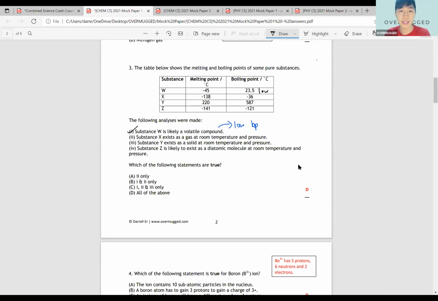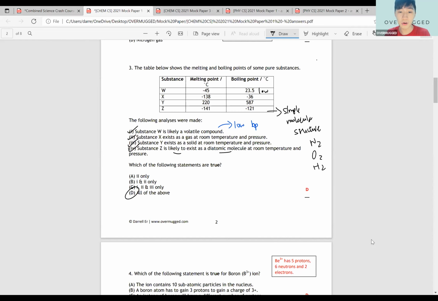Does X exist as a gas at room temperature? Yes, because at negative 36, it already turned into a gas. Meanwhile, Y is a solid because it has yet to reach the melting point, so it's still in solid state at room temperature. Substance Z, we notice here that the melting and boiling points are low. So our deduction here is that it should be a simple molecular structure. And we know that a simple molecular structure like N2, O2, H2 is likely to exist as a diatomic molecule. So this is true. Since all four statements are true, the answer should be D.